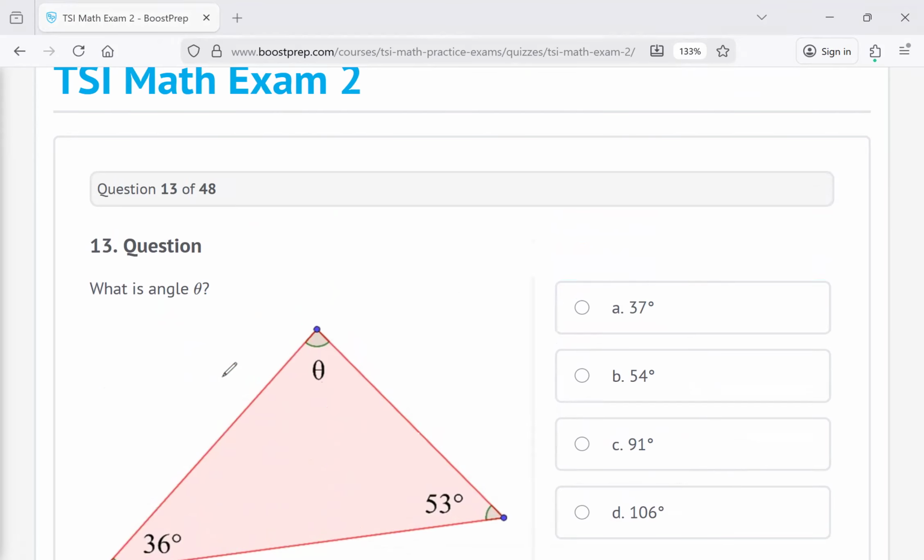What is the angle of theta? So here we have both acute angles, 36 and 53, and we could find this angle. All you got to do is we know that the sum of a triangle adds up to 180, so 36 plus 53 plus theta, which I don't know, equals 180. 36 plus 53 is 89, plus theta equals 180. Subtract 89, subtract 89, you get 89.